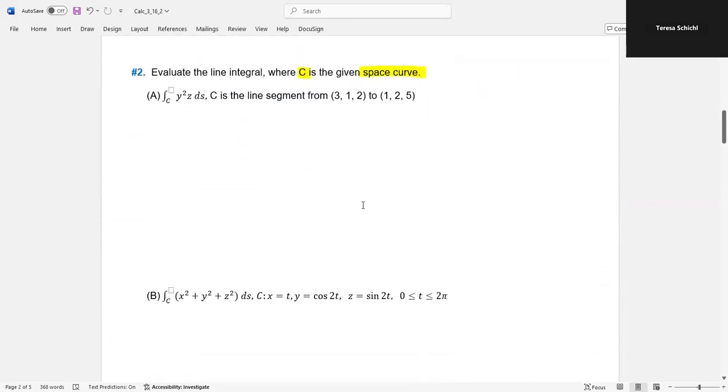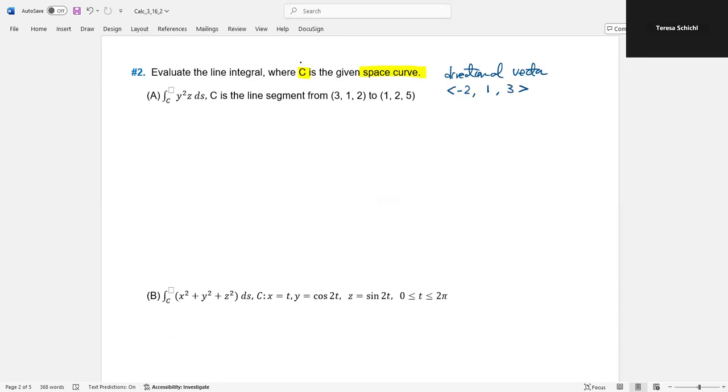All right, so now we are going to take a look at how to do the line integral when C is a space curve. Let's go ahead and get started. The first thing for the line segment is very similar to what we did in the plane curve. We need to know our directional vector. It will be 1 minus 3 is negative 2, 2 minus 1 is 1, and 5 minus 2 is 3. This is our directional vector.